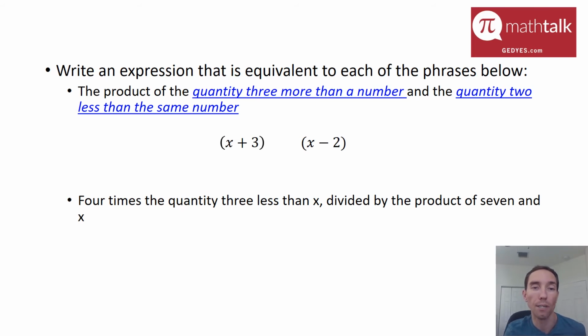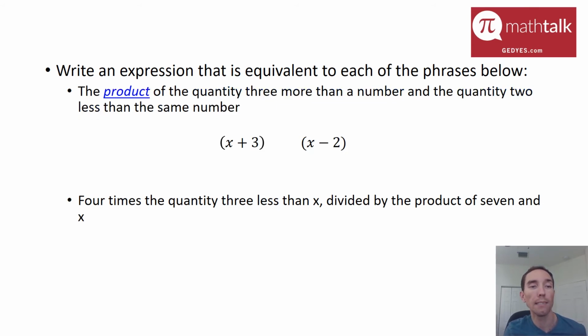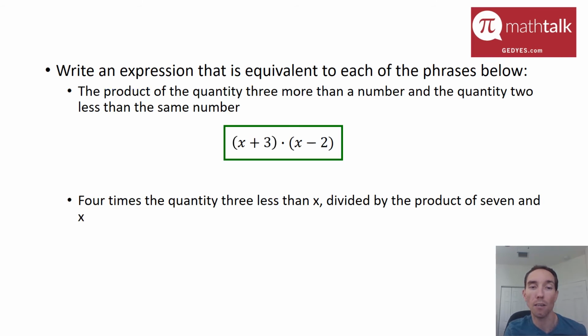We're going to call x our number. 3 more than that means I'm adding 3. And then the quantity 2 less than the same number, so our number x, 2 less than that is minus 2. All right? Now I want to take those 2 quantities and find the product of the 2. And product means multiply, so I'm going to put a multiplication symbol in the middle, and that is our expression. All right, great. Let's look at the next one.